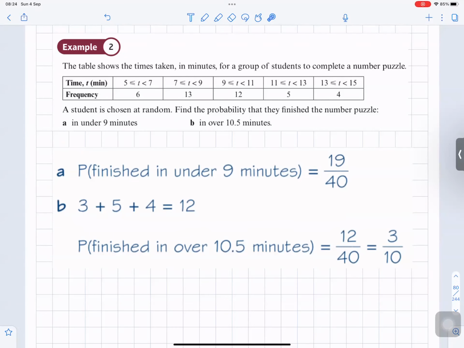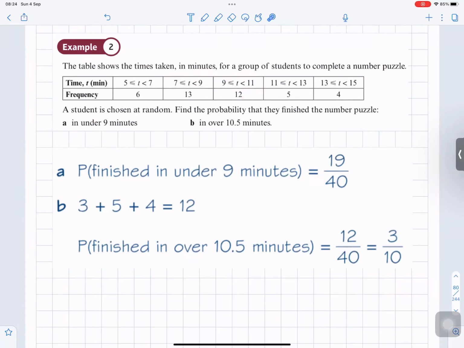Question number 2. The table shows the times taken in minutes for a group of students to complete a number puzzle. The time in minutes is at the top, and the frequency, the number of students, is at the bottom. So for 5 to 7 minutes, 6 students. 7 to 9 minutes, 13 students. 9 to 11 minutes, 12 students, and so on.